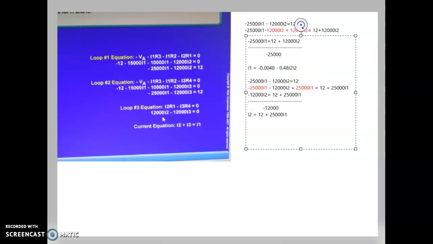Here are our loop 1 solved equations, both in terms of I1 and in terms of I2. And we see that I1 is equal to minus 0.0048 minus 0.48. And I did have I2 in there. I thought it was a 12. Like I say, it's easy to get this mixed up. And then I turned around and put it right back in. So I need to get rid of that second I2 there to avoid confusion.